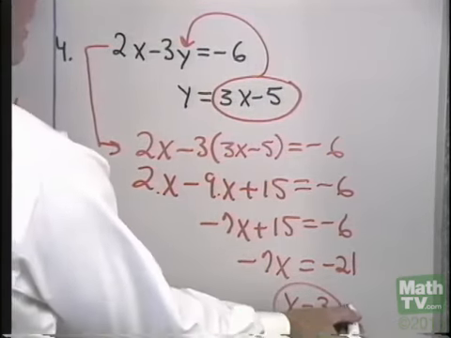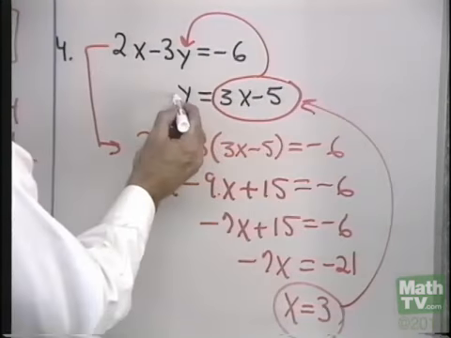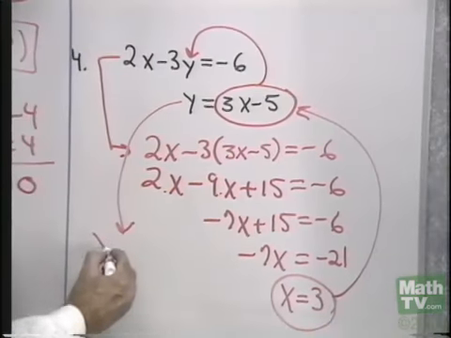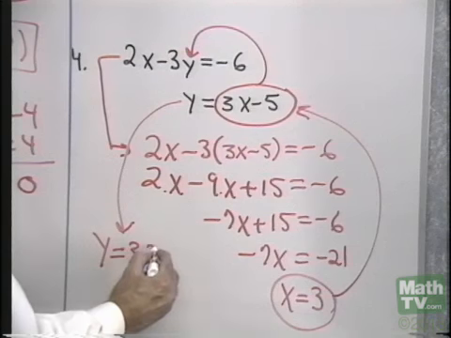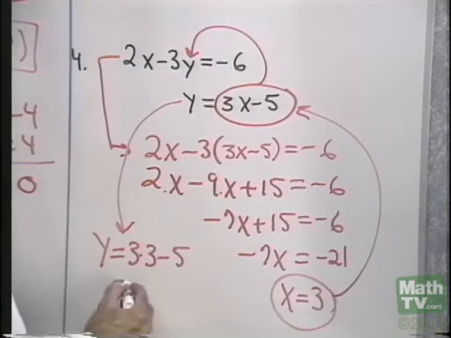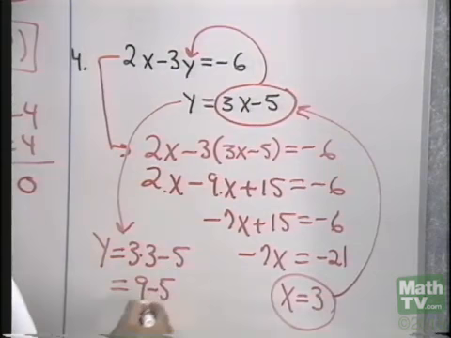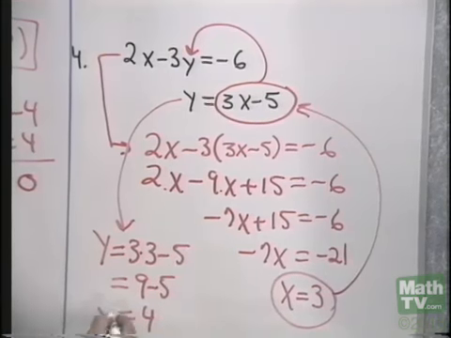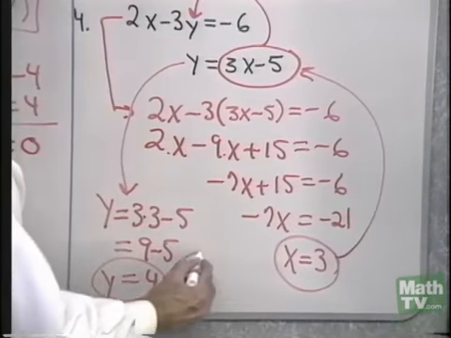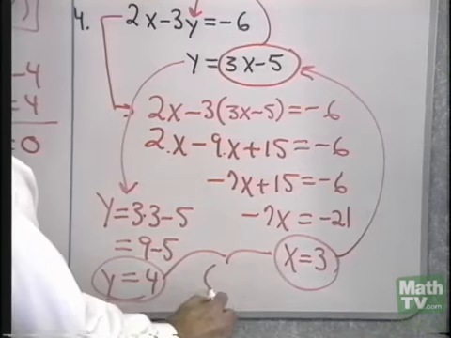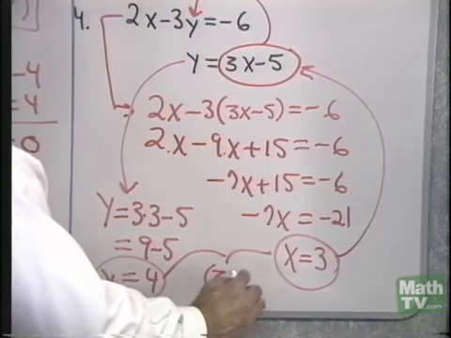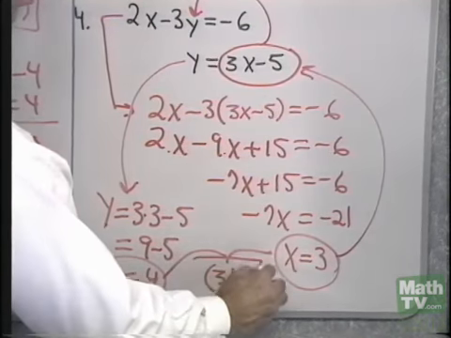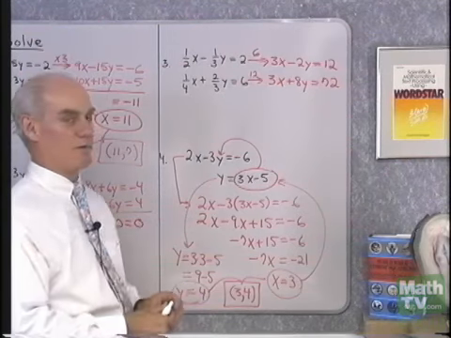To find y, I'll take this value of x and substitute it back into this equation to get y is equal to 3 times 3 minus 5. That'll be 9 minus 5, which is 4. So y is equal to 4. My system has a solution, the ordered pair x equal 3, y equal 4. That's the solution to this system of equations.